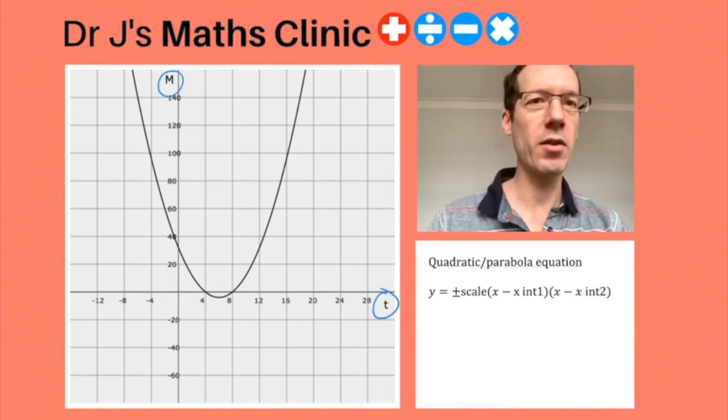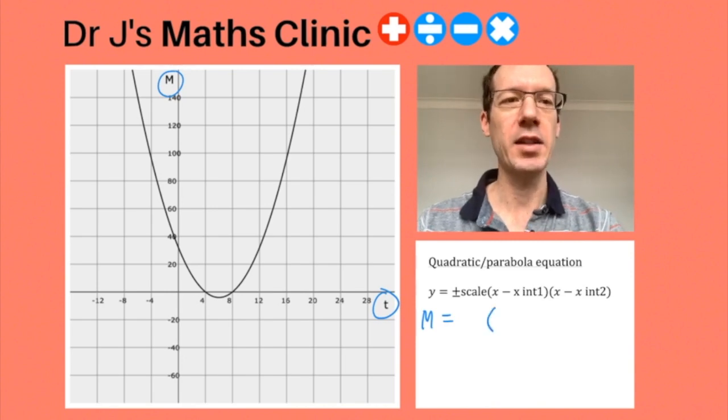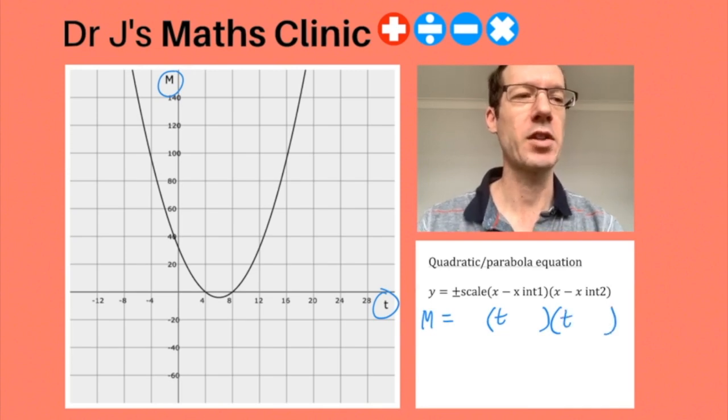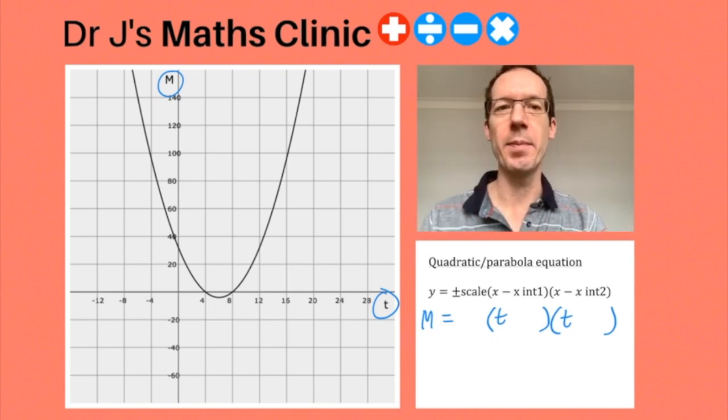So I'm going to come down on the right here, and instead of y equals, I'm going to put M equals. I'm going to skip the scale until I get to the bracket, and instead of X I'm going to put T, and I'll close that first bracket, next bracket, T, like so. I don't know the other parts yet, but I know we're dealing with the letters M and T.